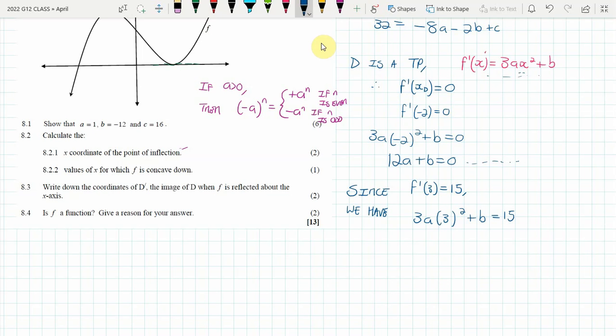It's 27a plus b. Yes, 27a plus b equals 15. Now we have three equations, one there, one here, and another one here. Notice something about the last two equations. They both involve two identical unknowns. So we can solve these two first and then use that one to get the value of c. We can solve for a and b using these two and then use that equation to solve for the value of c.